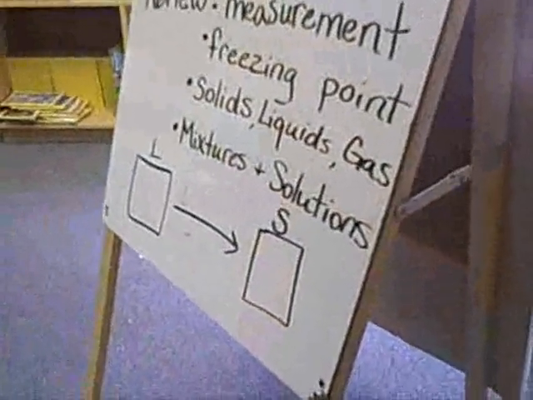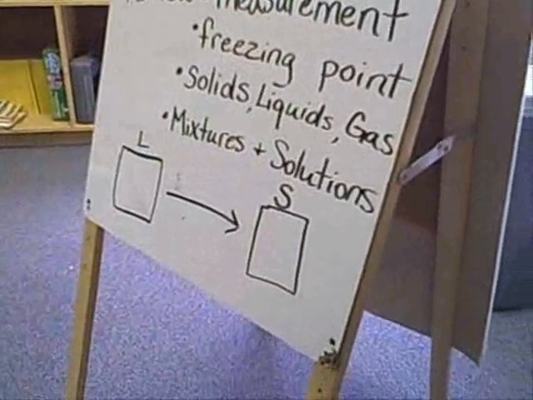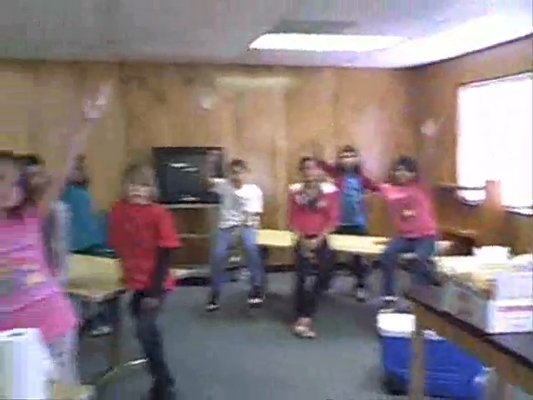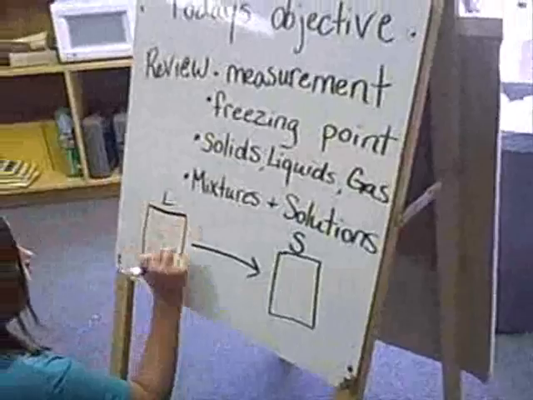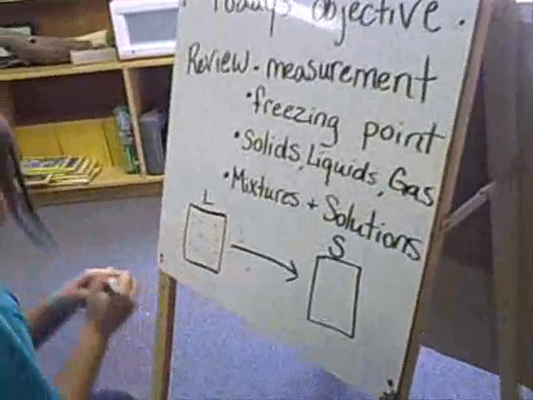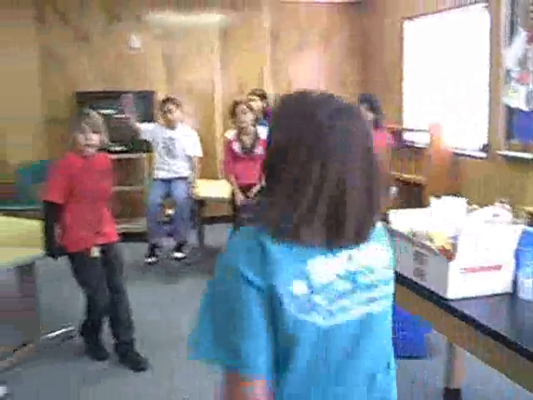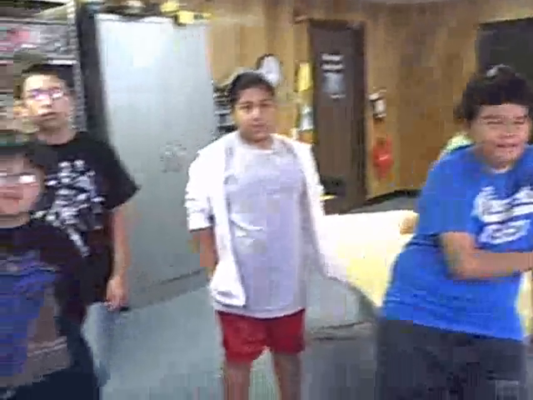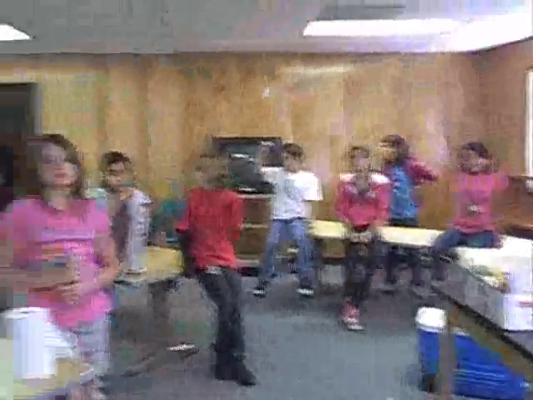Okay, so since we're going to be studying liquids and solids today and the freezing point, I need someone to come up and draw for me what a liquid would look like. Daisy. Thank you. And in a liquid, is there definite shape or no definite shape? No definite shape. Definite volume or no definite volume? Definite volume. Good.